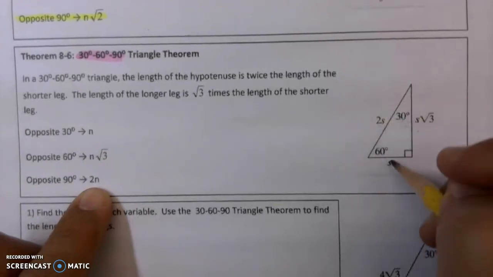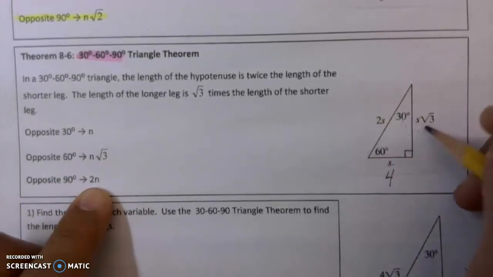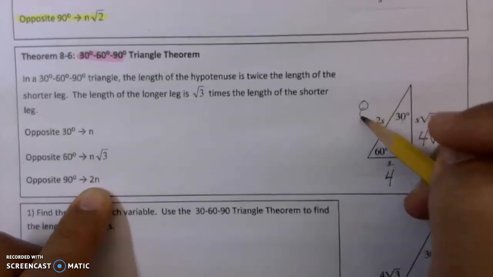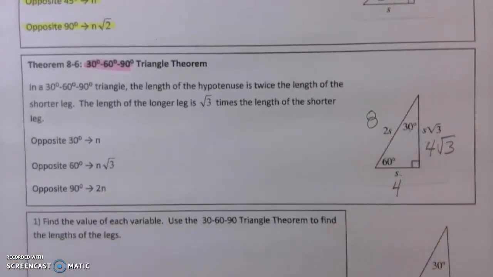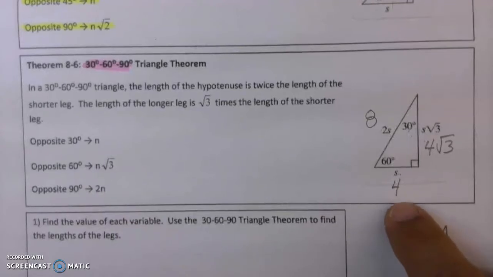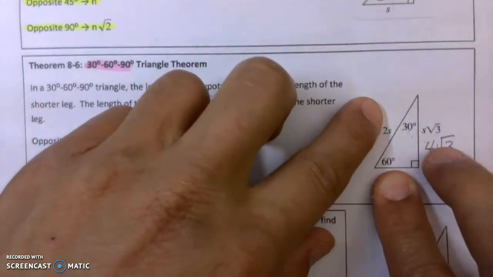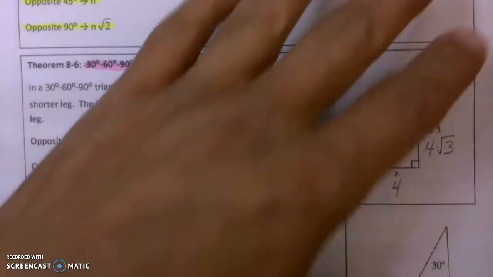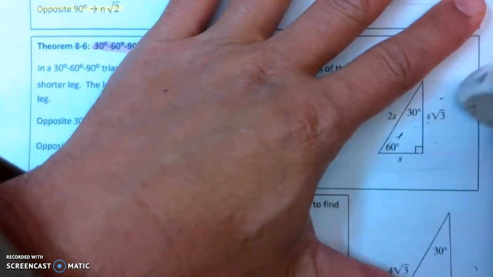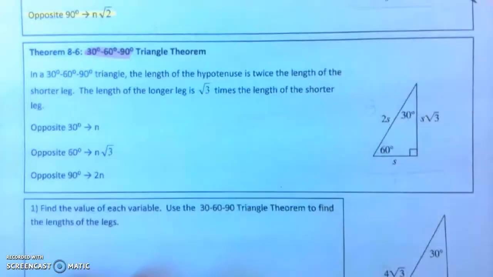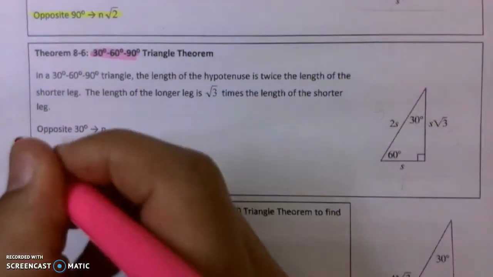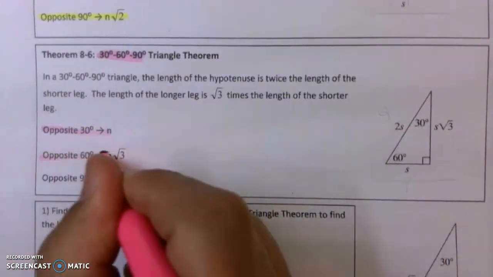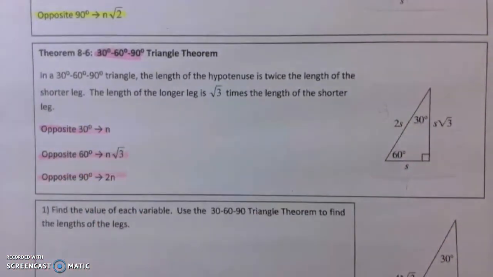So if I say opposite the 30 is 4, then opposite the 60 would be 4 radical 3, and then opposite the 90 would be 2 times 4, 8. Again, it looks really easy, but they might start you with this number, opposite the 60, or they might start you with this number, opposite the 90. Or they might start you with a number that has a square root sign. So there's patterns that you've got to discover in this section, as well as dealing with radical signs. But first you've got to memorize what is opposite the 30, opposite the 60, opposite the 90.